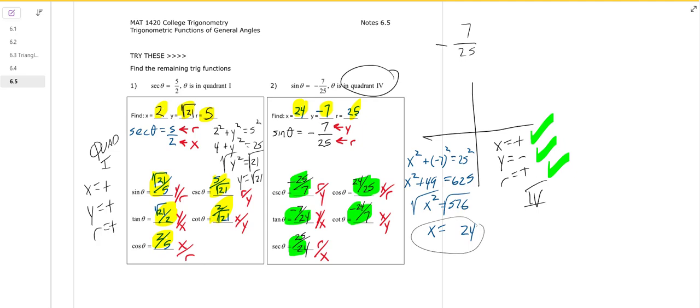Okay, that will wrap us up for that. Really a long section, 6.5, but it's got so many fundamental things to trigonometry. So I hope this helped, and good luck when you're doing your problems. Let me know if you have questions.